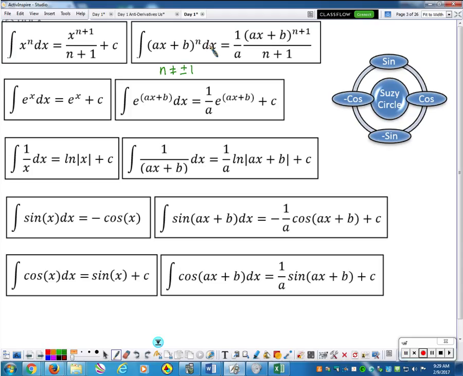And that's just for that one. Just for this rule here, Ellie. You can't use this one if the exponent is equal to negative 1. But if it is equal to 1, it works just fine. And it's just for that one also. Pretty good there?